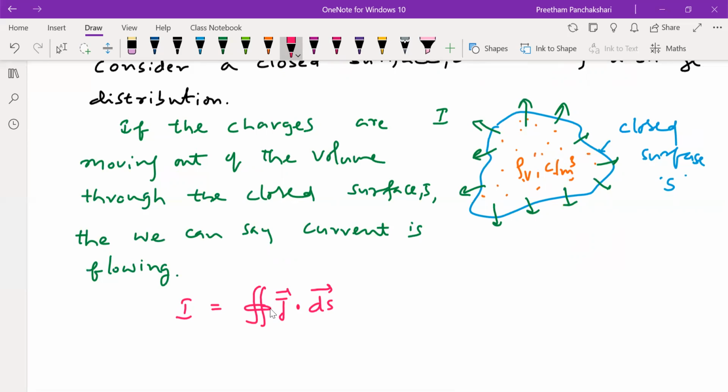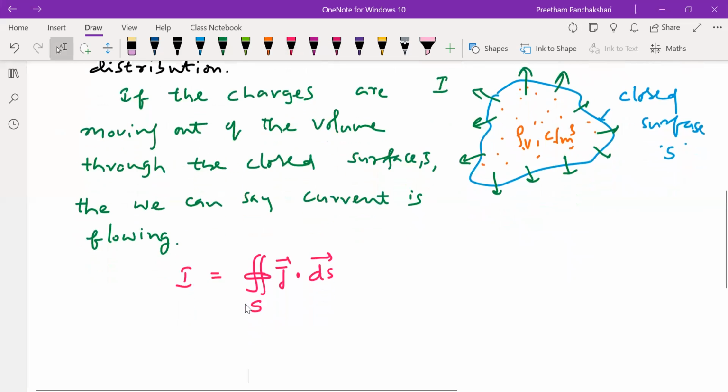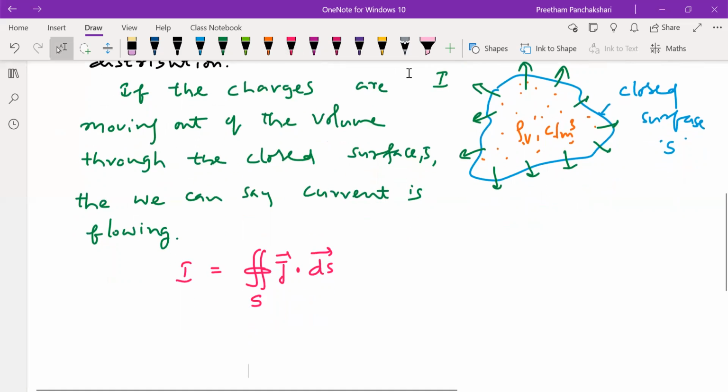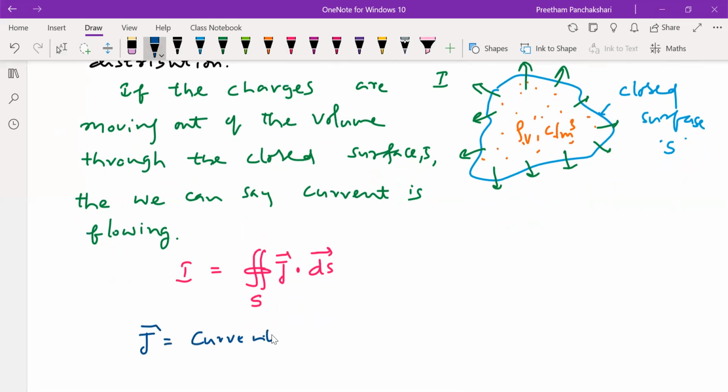I'm including the circle on the integral sign to indicate the presence of a closed surface. So what is J here? J is the current density. It's a vector in ampere per meter square. The density decides the amount of current flow. Current density on the surface.